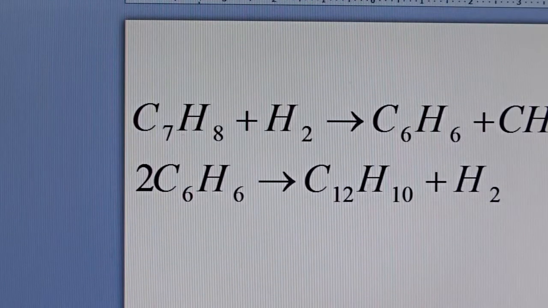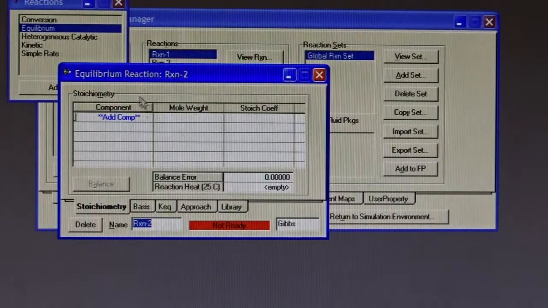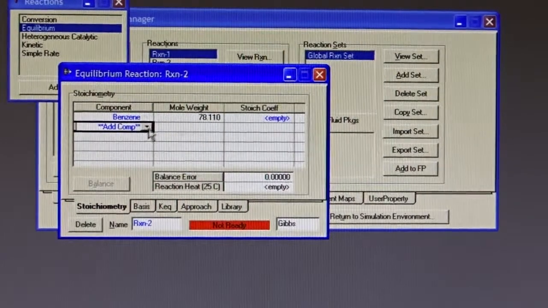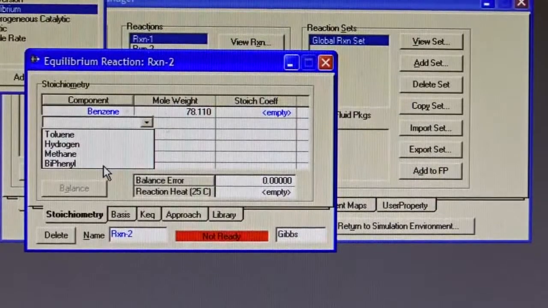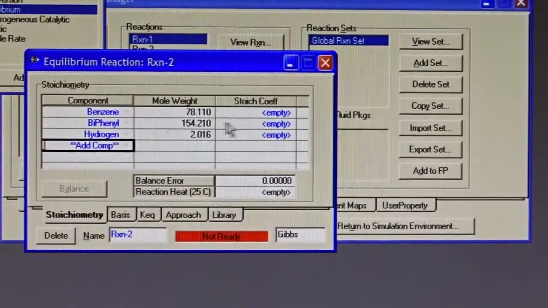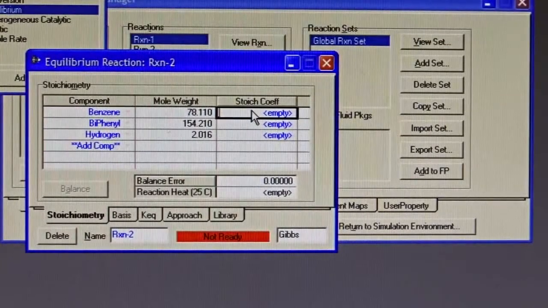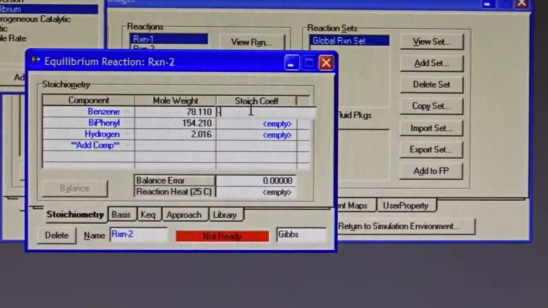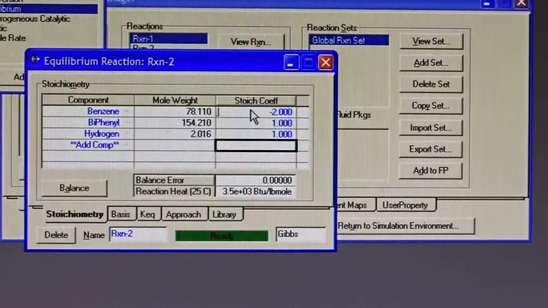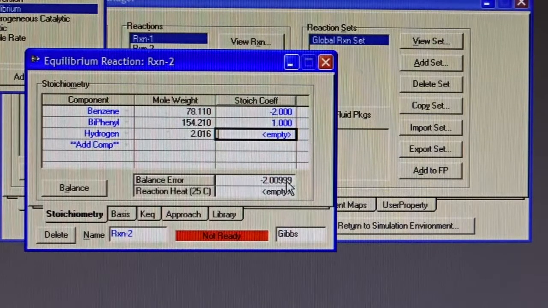So how do I enter such a reaction? I will pick benzene. I will pick biphenyl and I will pick hydrogen. The stoichiometric coefficient for benzene now is -2 because we have 2 moles, and for hydrogen and biphenyl are 1. Notice, if I deleted this, the reaction balance suggests that I have 1 hydrogen. Here it's -2.